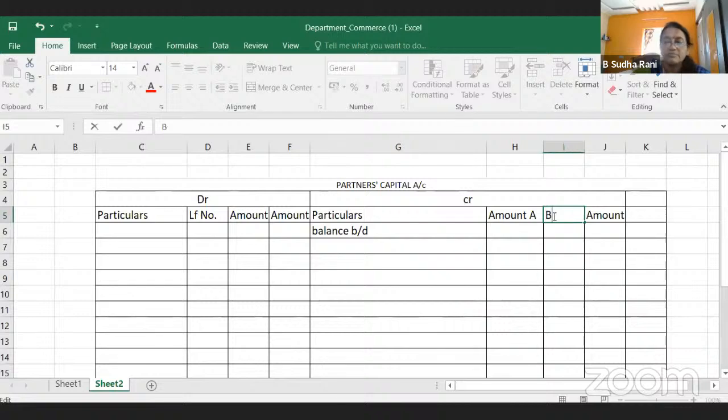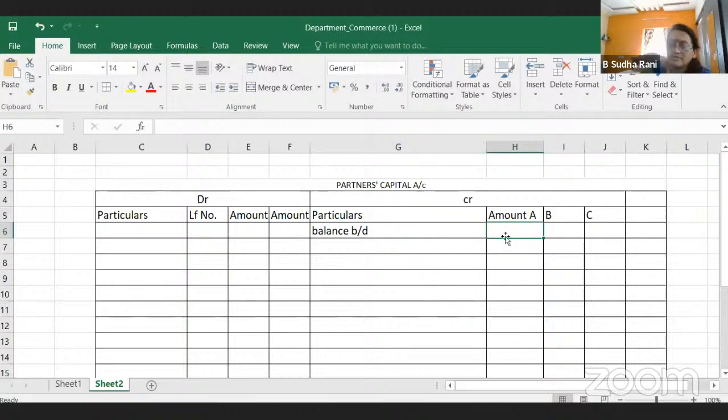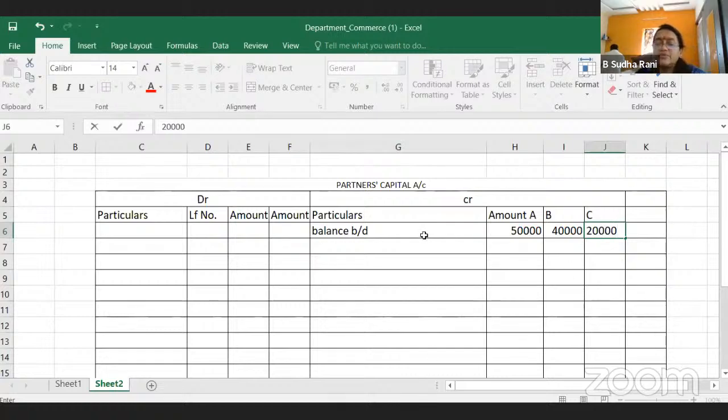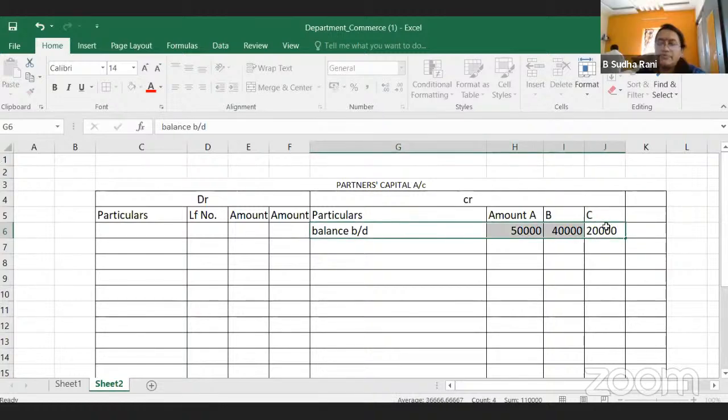Can anyone say? What is the partner A's capital? Is it 50,000? Partner B is given as 40,000 in the question only. And here it is 20,000. Okay, so the capitals of partners, whatever is there, that we will take. Balance brought down. Understood?